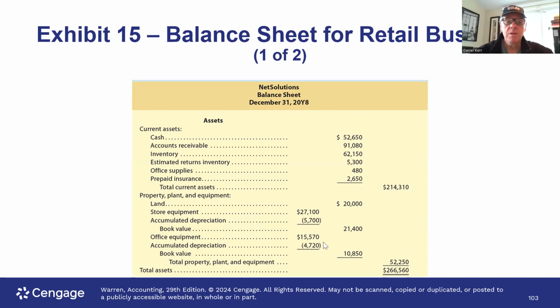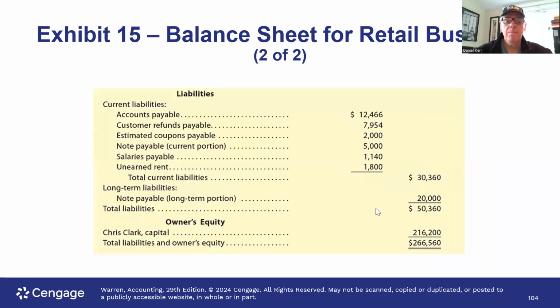Notice with the property, plant, and equipment, I've got to take and subtract out the accumulated depreciation on the store equipment and the accumulated depreciation on the office equipment. And the 21,400 we call the book value, and the 18,850 is the book value. Book value is defined as original cost minus depreciation we've taken in previous periods. So there's the assets. There's the liabilities and the owner's equity, and you see why we have to do the financial statements in a particular sequence. We got to get the income statement done first, so we can do the statement of owner's equity. Then we got to do the statement of owner's equity, so we can correct owner's equity on the balance sheet.